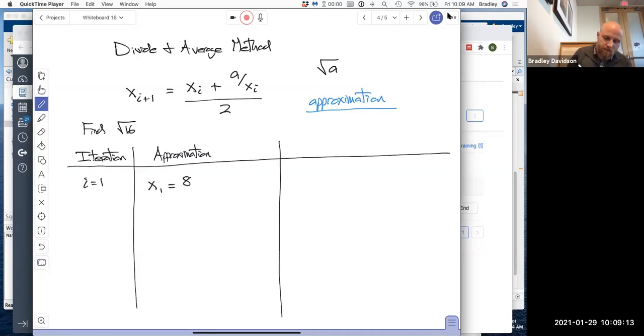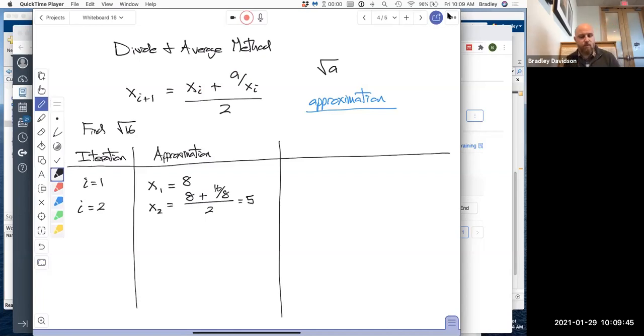Well, then we need to calculate, okay, for i is equal to 2, x of 2, we're going to plug it into this formula, okay? It's the divide and average. So we're dividing and then averaging with itself. So our approximation is now going to be (8 plus 16 divided by 8) divided by 2. And so thankfully that's a nice whole number. Okay, we get 5 because 16 divided by 8 is 2, 2 plus 8 is 10, and then divided by 2. Okay. And then, but, you know, we could stop there if we wanted, okay?